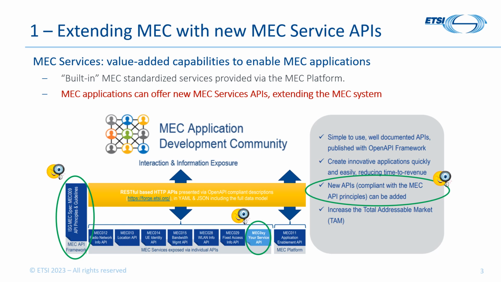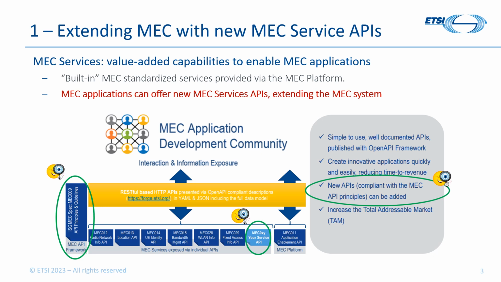First, what is a MEC service? MEC services offer value-added capabilities to enable MEC applications. ISG MEC has standardized a set of built-in services provided via the MEC platform. For example, the location service, standardized in MEC 13, or the bandwidth management and traffic steering API, standardized in MEC 15. MEC applications can also offer new MEC services above and beyond the standardized set, in essence, extending or expanding the MEC system. This idea of bring your own service has been a central design idea of the MEC architecture since the beginning.